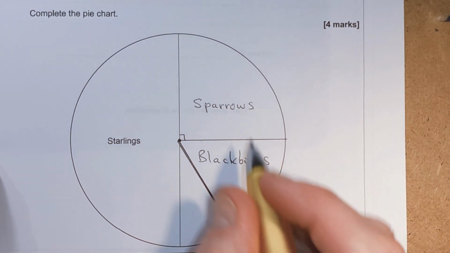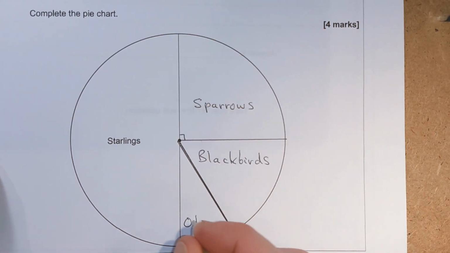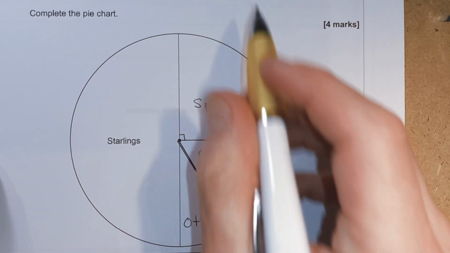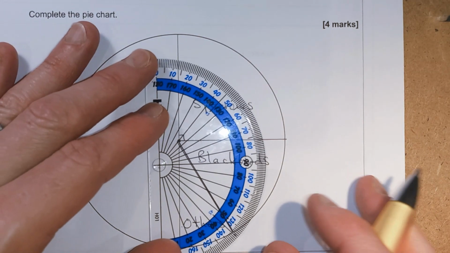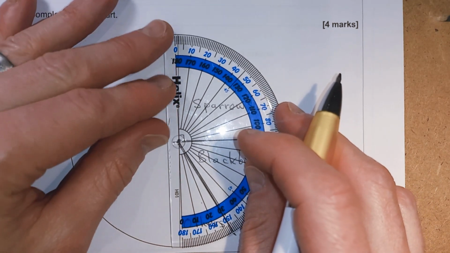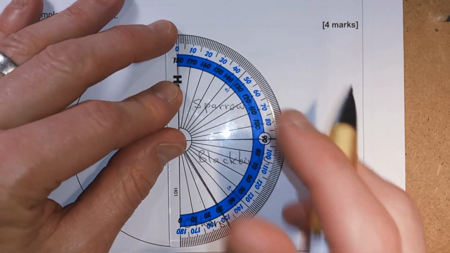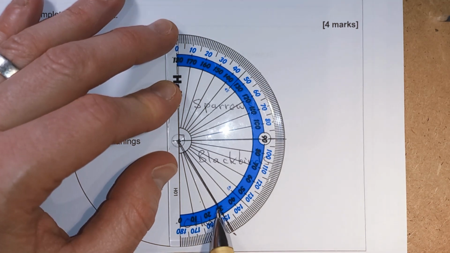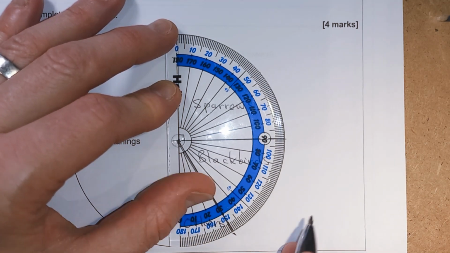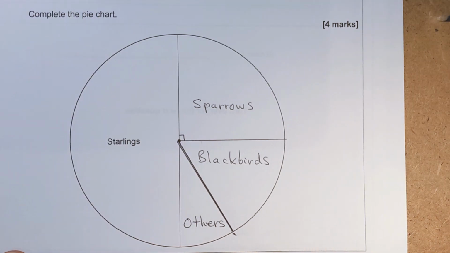So the last section should be others. But we're told that that's 30 degrees. So let's do a quick check. If we measure this one, so I'm measuring it this way now. So I'm starting at the bottom. So I want the 0, the inside numbers. 10, 20, 30. Yeah, that looks good to me. So I've finished my pie chart.